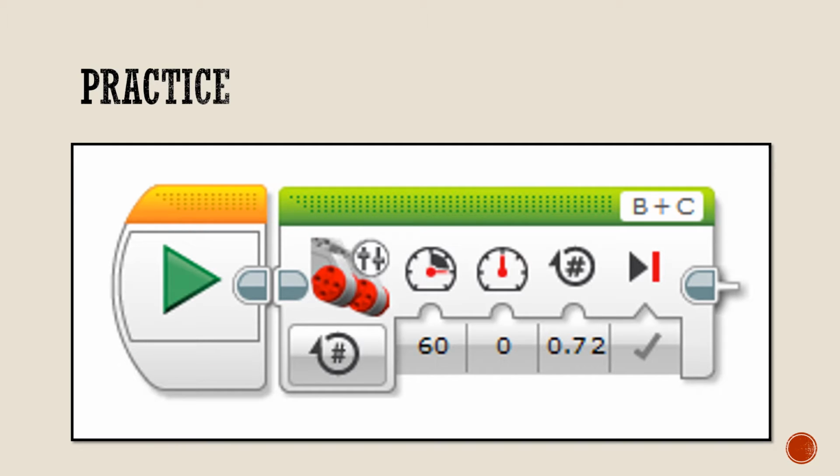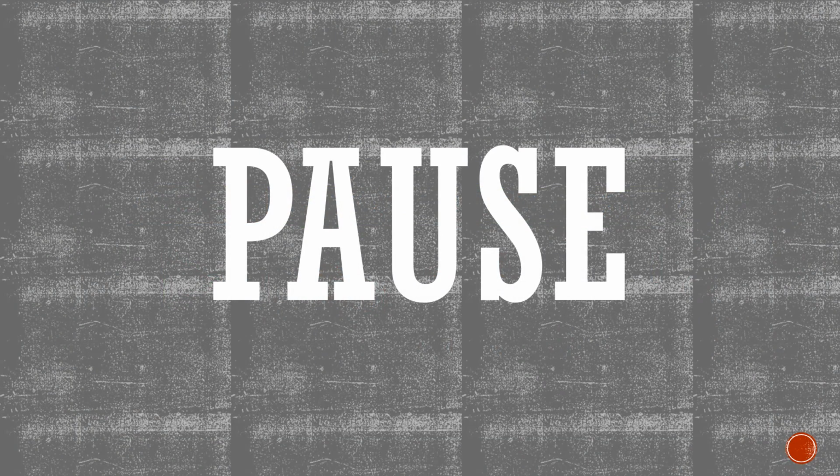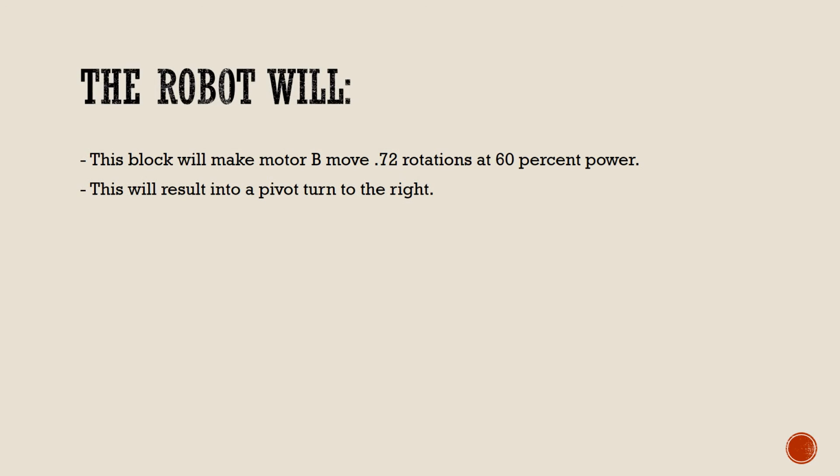Pause the video to look over the practice. This block will make motor B move for 0.72 rotations at 60% power. This will make a pivot turn to the right.